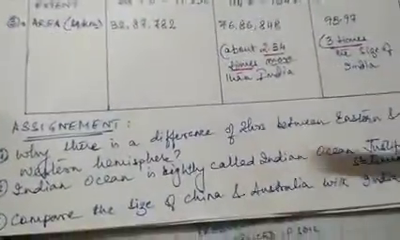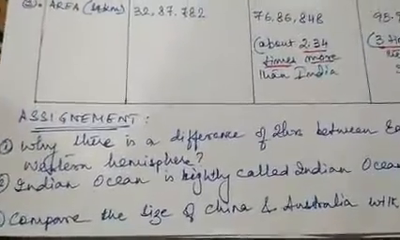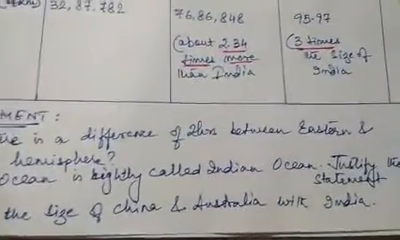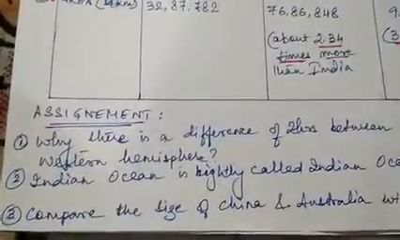And you had previously 2 questions. 3 more questions are given to you as your assignments. Why is there a difference of 2 hours between eastern and western limits? It will not be hemisphere. Please correct it. It will be limits.